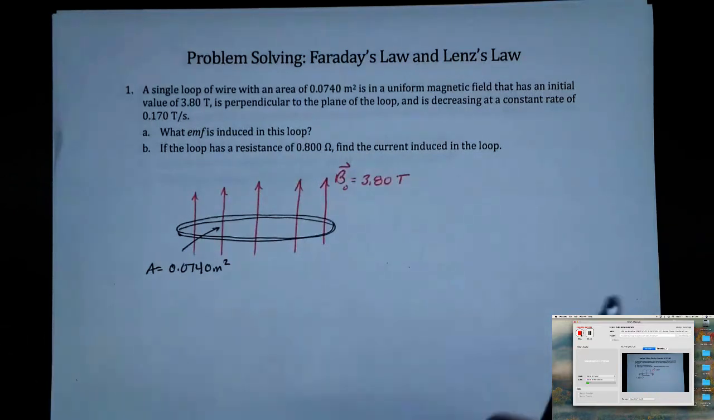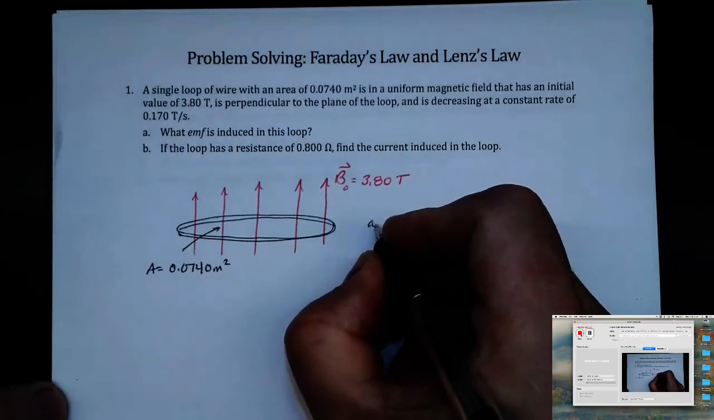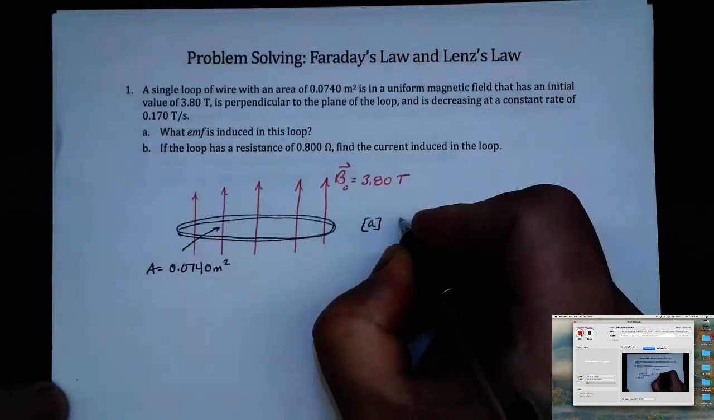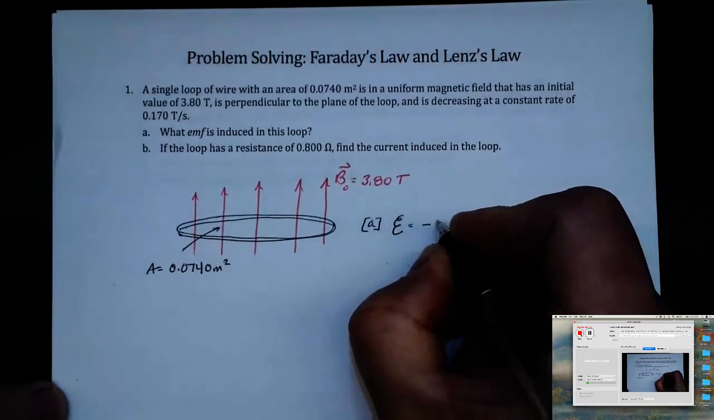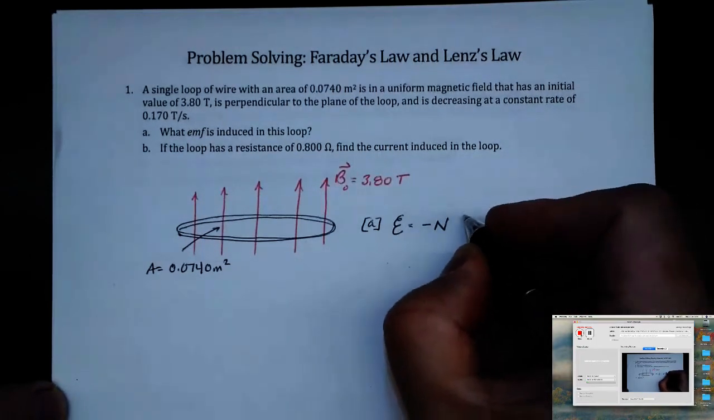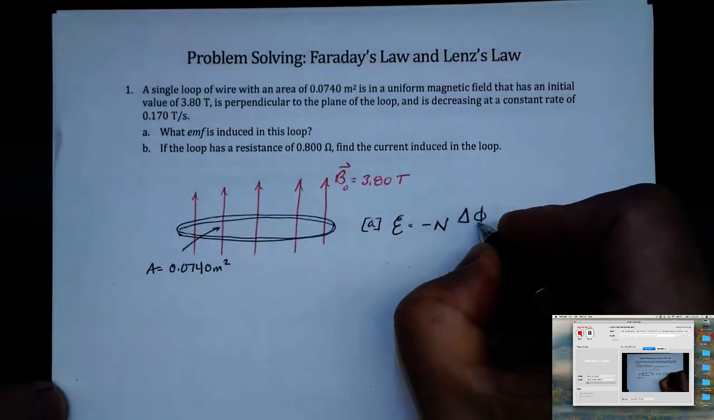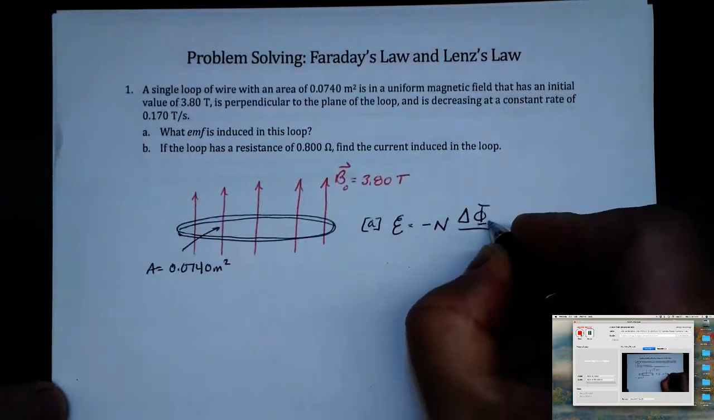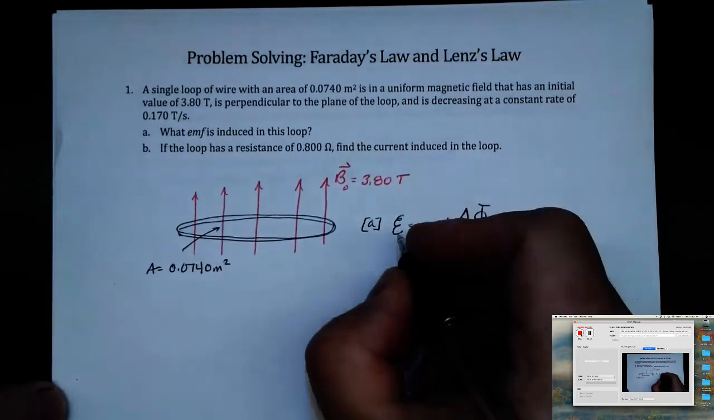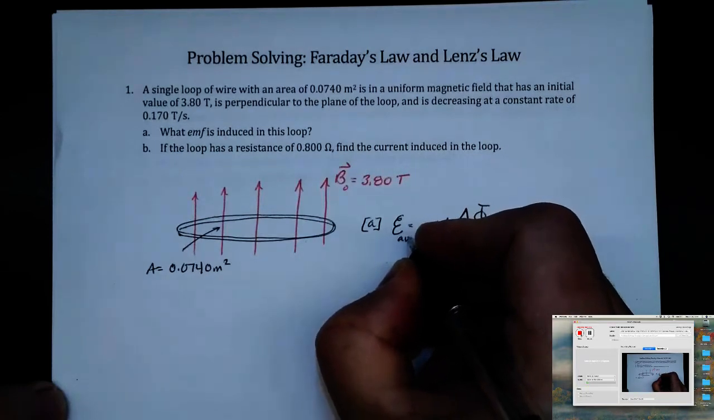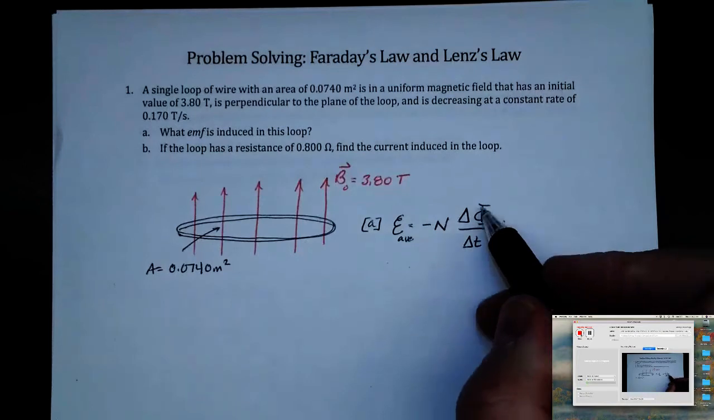So part A asks us what EMF is induced in this loop. Well, Faraday's law says that the induced EMF is equal to the negative of the number of turns in a coil or a loop times the rate of change of the magnetic flux. And this is an average EMF. If you want to do the EMF at an instant, you got to do some calculus and turn this into a derivative.